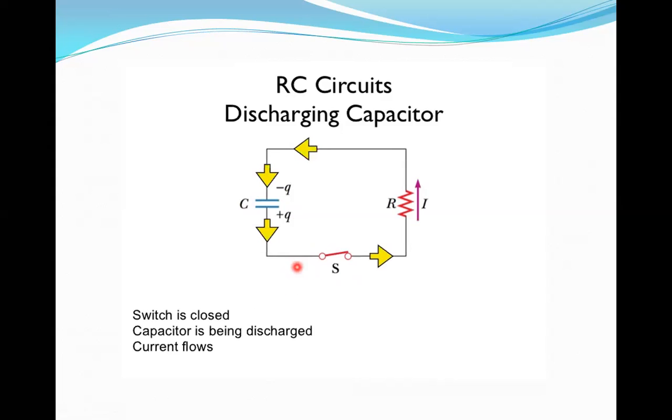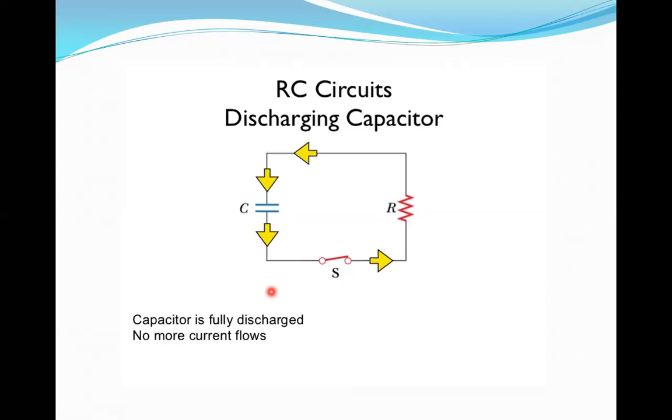We have removed the EMF and we have closed the switch, so the current is flowing in this particular direction, and we can say that the capacitor is discharged. So the capacitor is fully discharged, and once the condenser is fully discharged, will there be any current in the circuit? No. So there won't be any current if the capacitor is fully discharged.